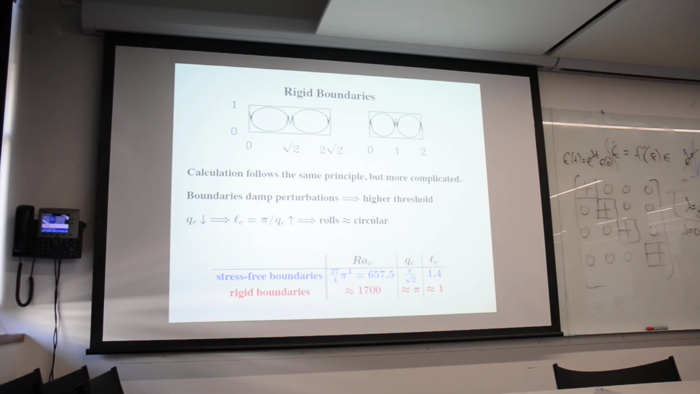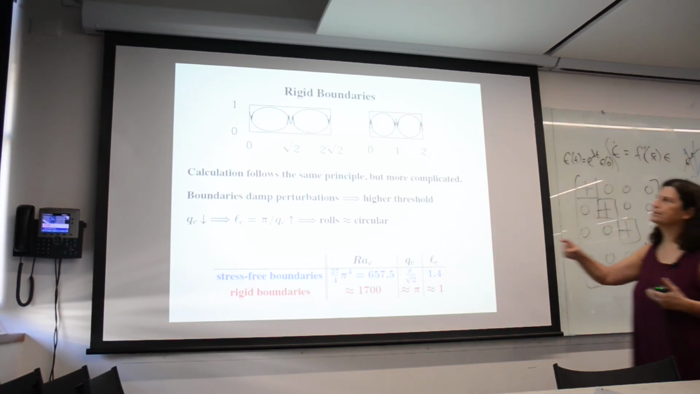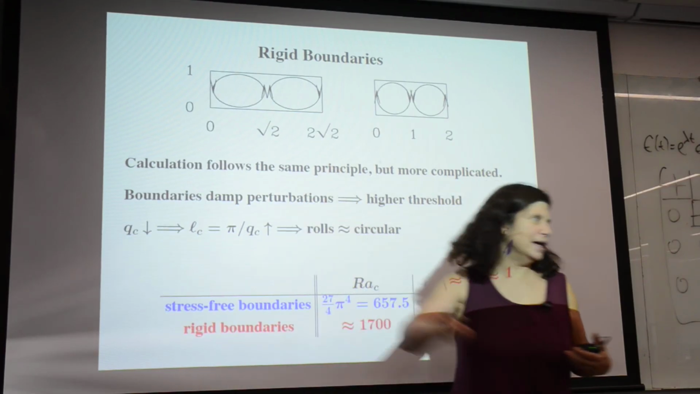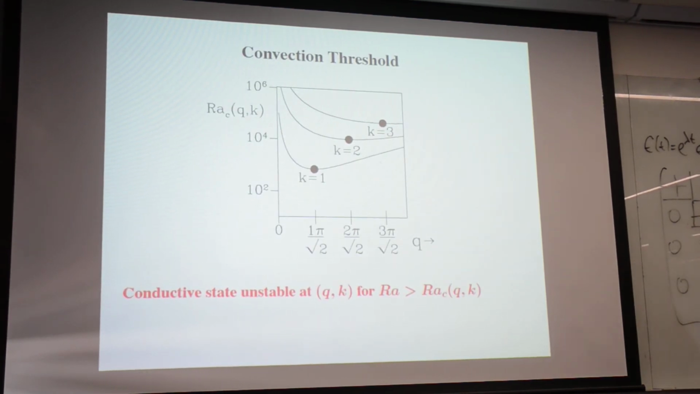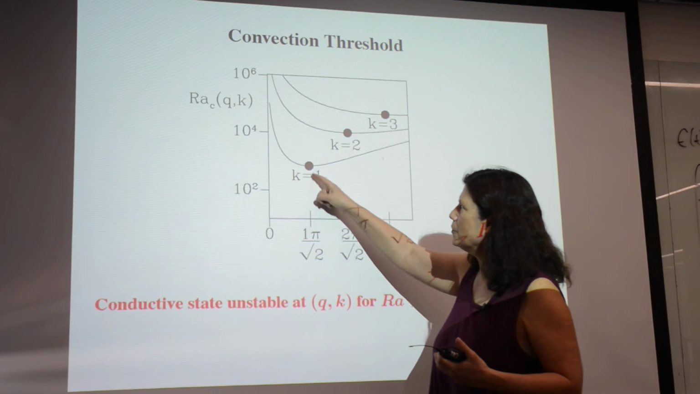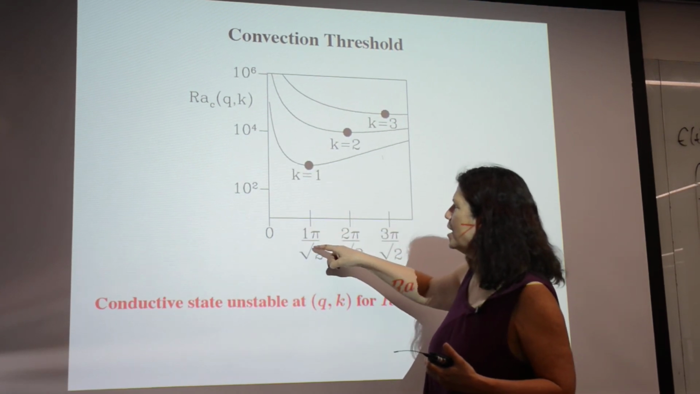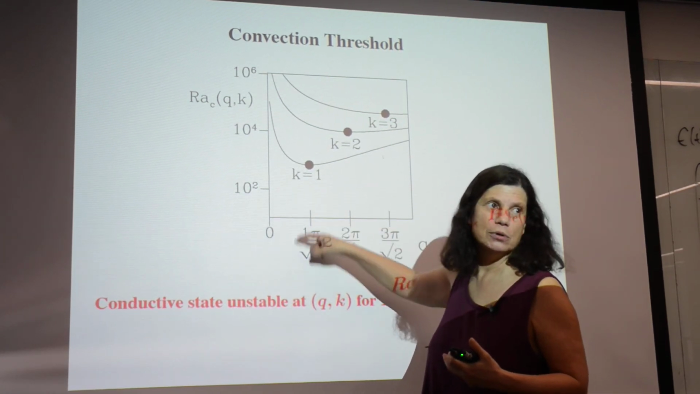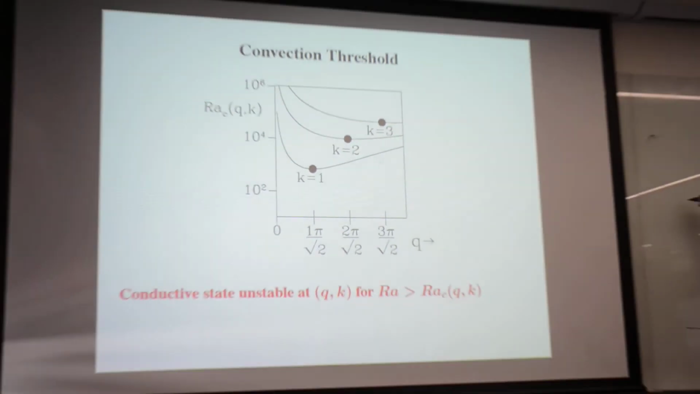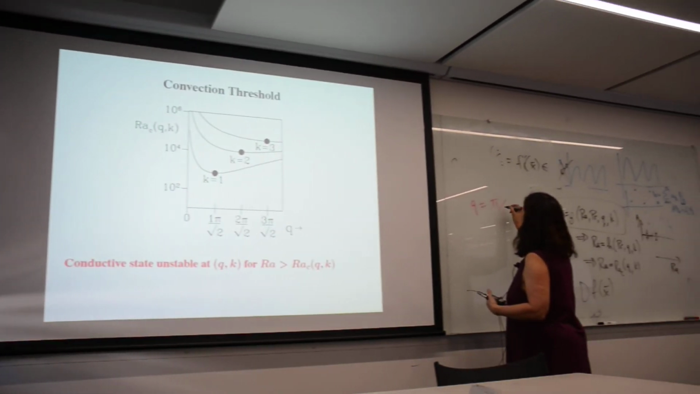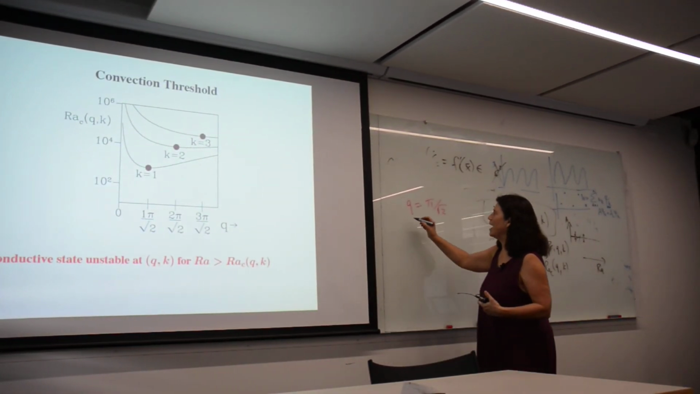And what we would find, let me go back here and say what we found. You see that this lowest value is found here, for q equals pi over square root of 2. And q equals pi over square root of 2, let's talk about what that means. What's the wavelength of that?